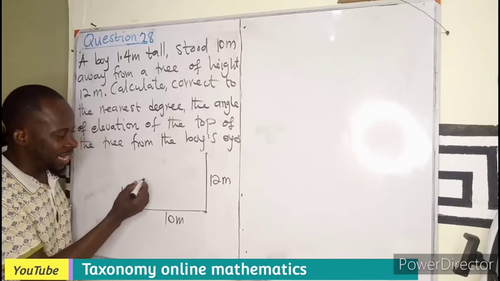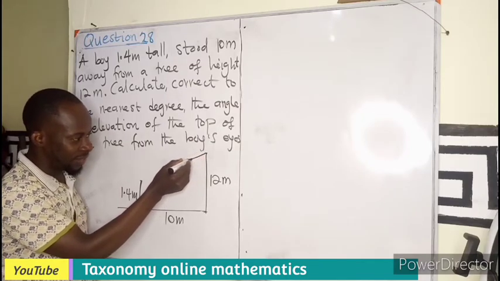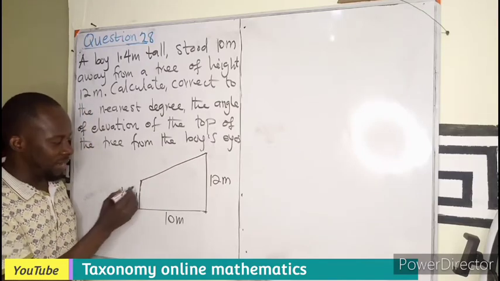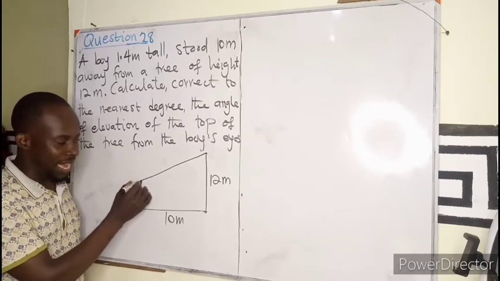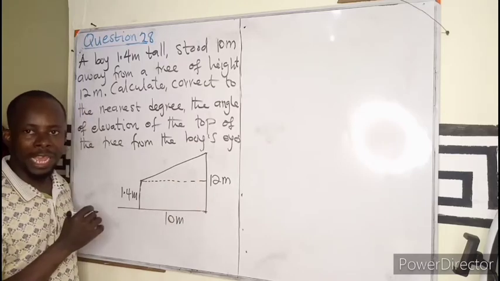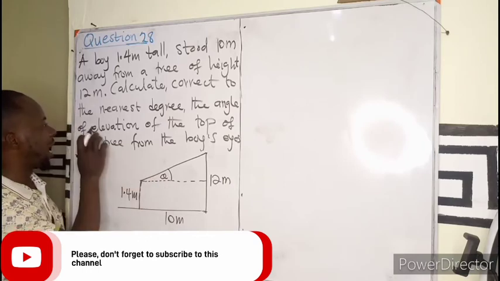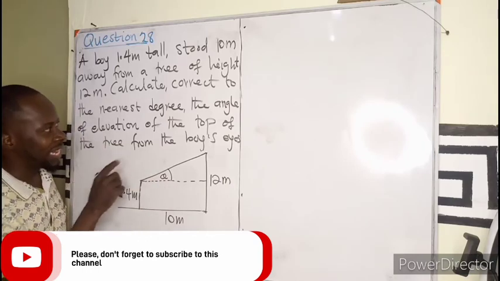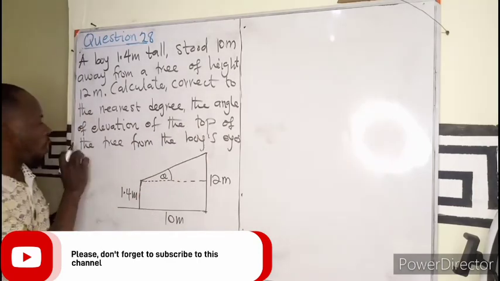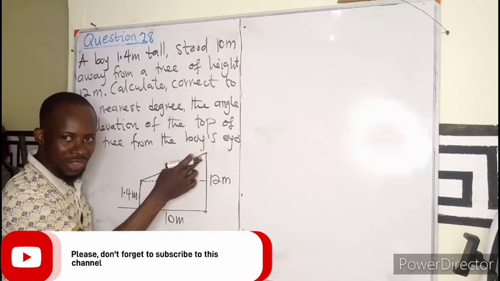Now if the boy decided to raise the eye to see the top of the tree, then this is going to be our line. We have this, the boy is having the eye here. The eye is going to form a horizontal line where this is going to be the angle of elevation that we are asked to find. Someone will say that they are saying find the angle of elevation of the top of the tree from the boy's eye. So the person would like to find the angle here.